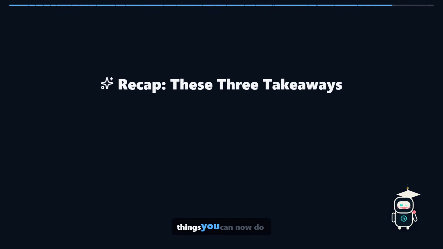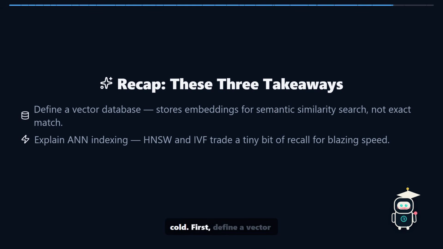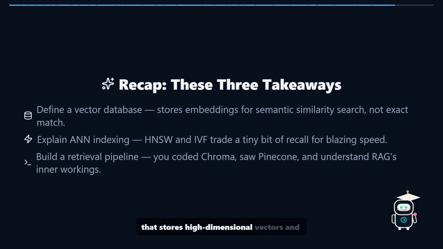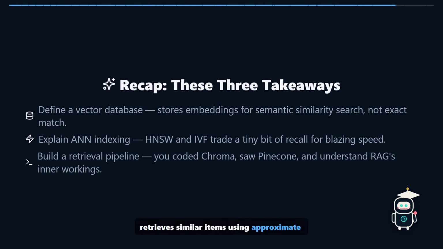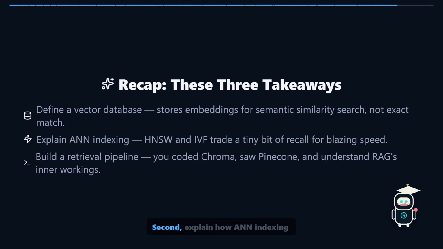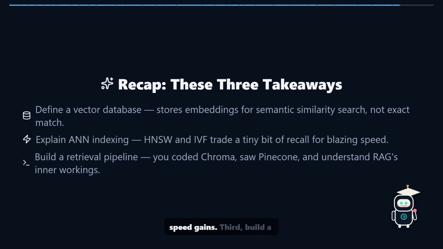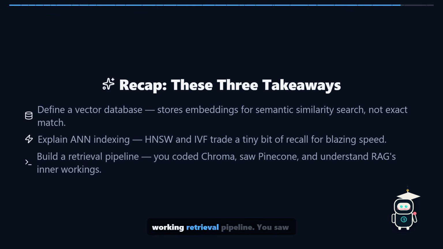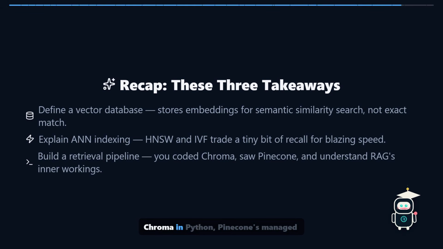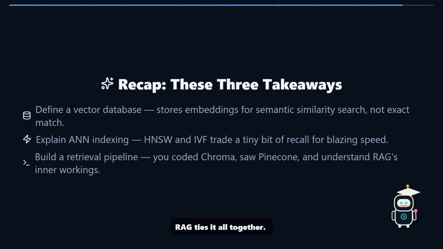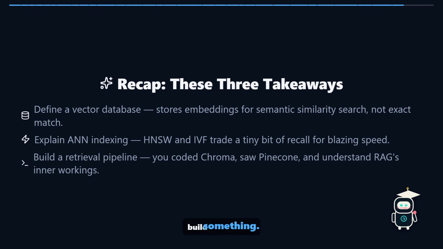Let's lock in the 3 things you can now do cold. First, define a vector database. It's a specialized database that stores high-dimensional vectors and retrieves similar items using approximate nearest neighbor algorithms, not keyword matching. Second, explain how ANN indexing makes similarity search fast at scale by trading a small amount of recall for huge speed gains. Third, build a working retrieval pipeline. You saw Chroma in Python, Pinecone's managed console, and you understand how RAG ties it all together. That's the entire playbook. Go build something.